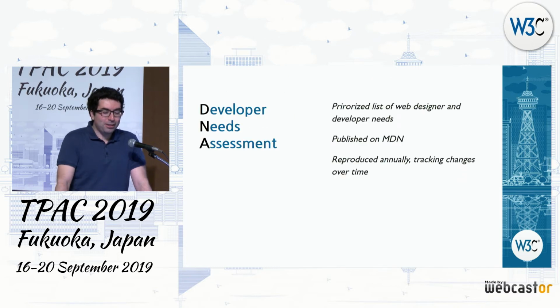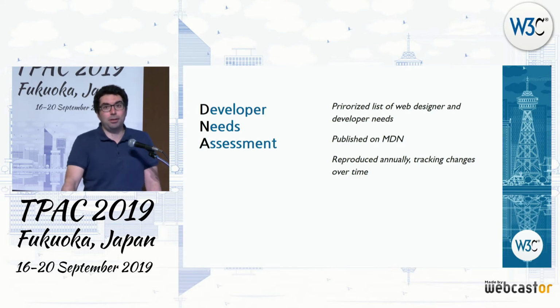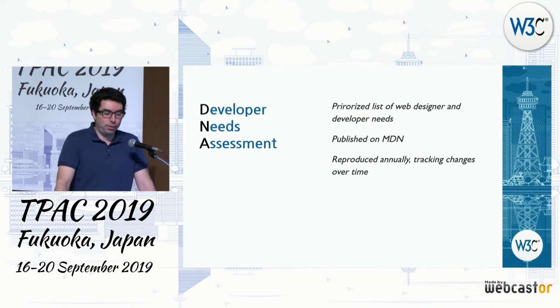It's a prioritized list of designer and developer needs. It's a simple tool for harsh prioritization, representing diverse populations and a huge feature space. And it's published on MDN. It's not owned by a single browser vendor. So we initially proposed this under the umbrella of our product advisory board, where we have representation from browser vendors, the W3C, and industry stakeholders.